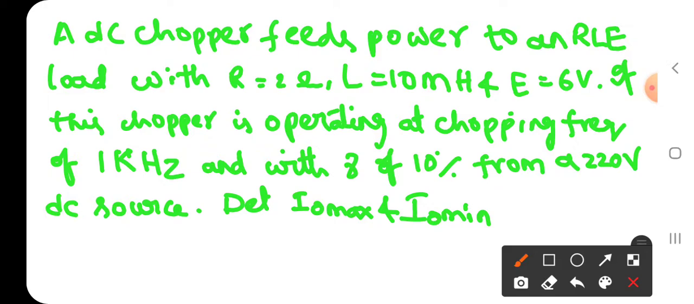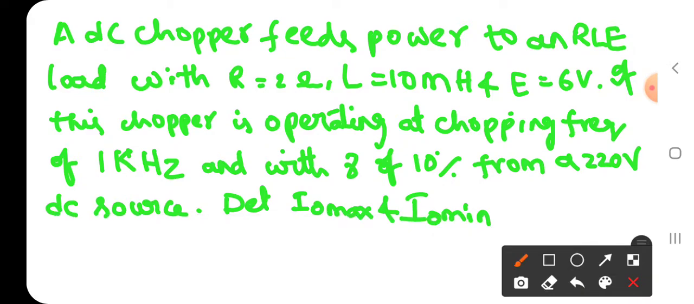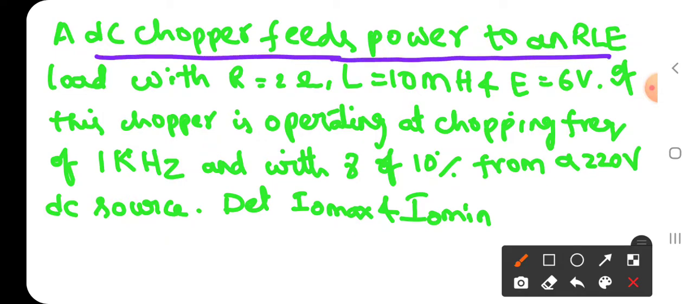So here, let us see what information he has given. The first one is, a DC chopper feeds power to an RLE load. R is given, L is given, E is given. That means we can assume this is one motor. He has given the motor constants: back EMF EB, armature resistance, and armature inductance. Very good.